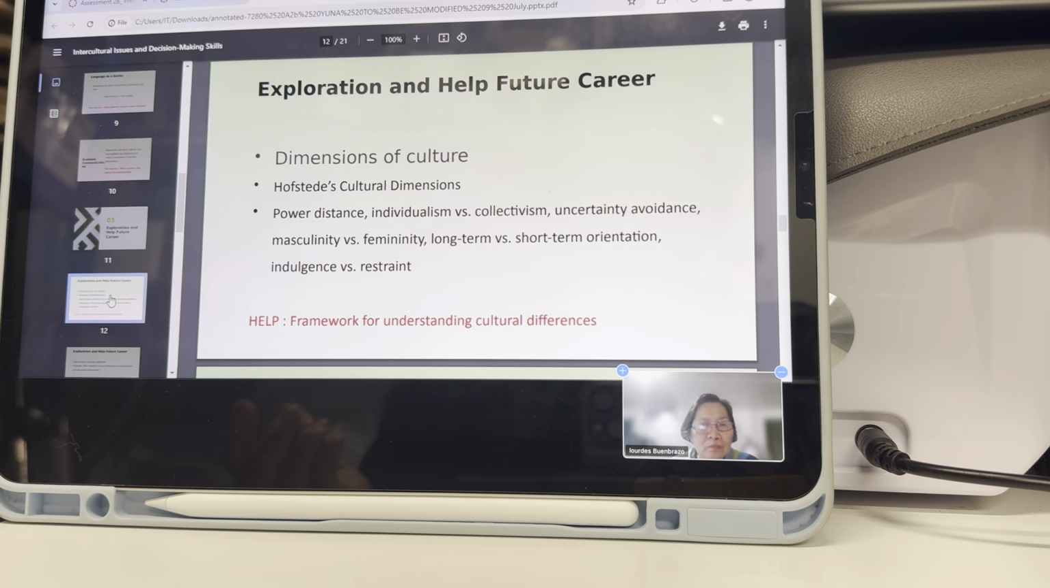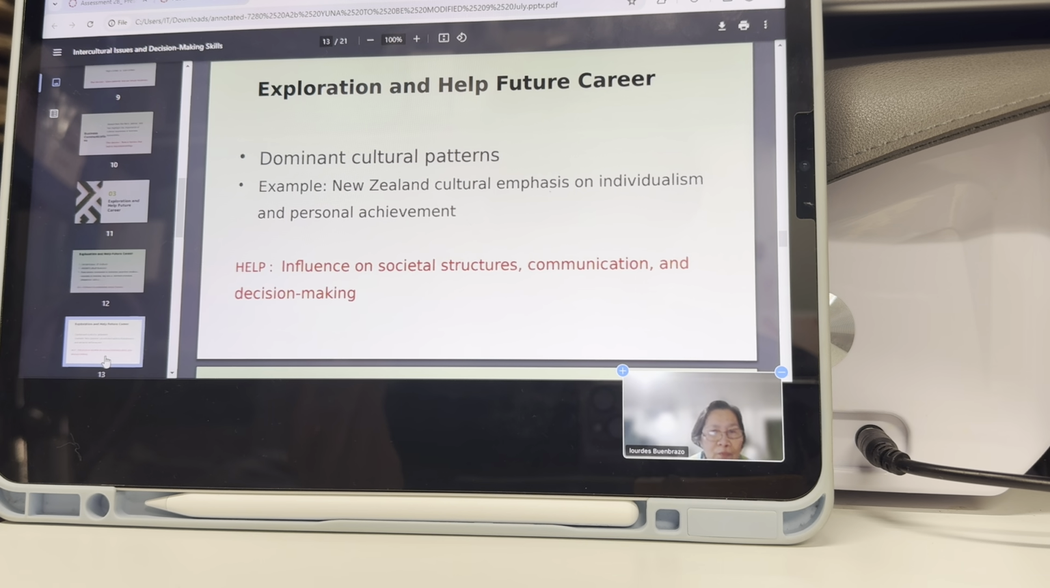Hofstede puts forward cultural dimensions, six dimensions. In my opinion, these cultural dimensions provide a framework for understanding cultural differences, which provides guidance for me to understand cultural issues. When I face an intercultural problem, I can think from these dimensions. Now we talk about the different culture patterns.